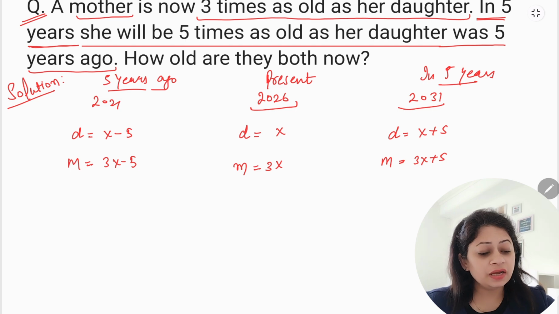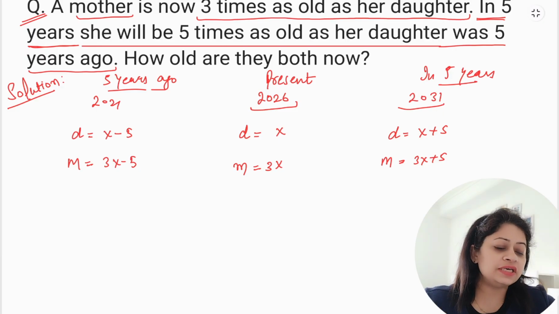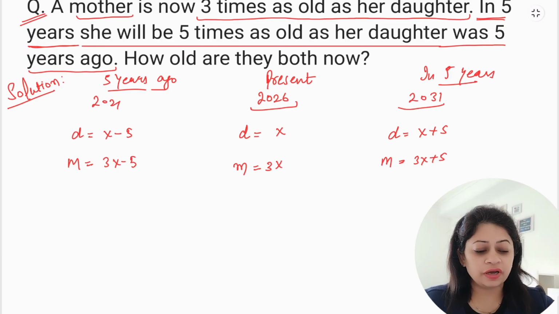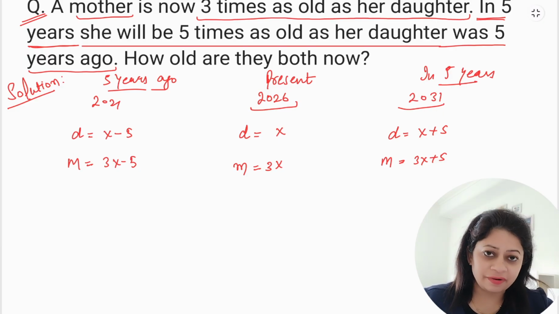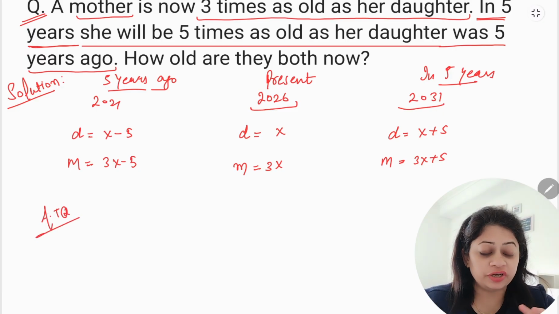Okay. Now we know their ages, we know their present ages, we know their ages 5 years ago, we know their ages in 5 years. But everything is in terms of x, right? Okay. Now we need to make an equation so that we can find out x, right? Okay. So according to the question, what do they say now? Now we will write it in form of equation.